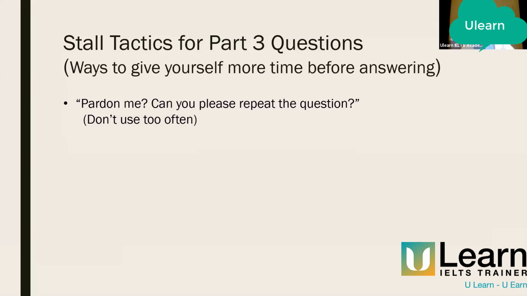Now, you don't want to use this too often. You will irritate the examiner if you ask him to repeat every time he asks you a question in part 1 or part 3. Part 1 shouldn't be a problem for you unless you honestly didn't hear what he said. But the part 1 questions you should have an answer to pretty quickly. Part 3 is where you heard what he said, but you can't think of an answer right away. You absolutely can ask a couple times if the examiner can repeat the question, and you won't be penalized. Okay, but you don't want to use that too often.